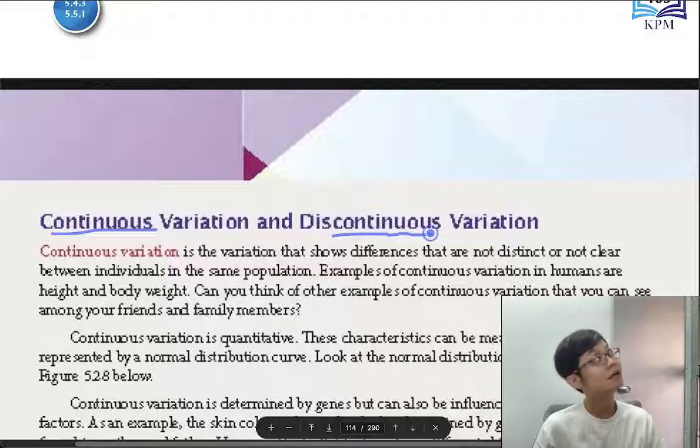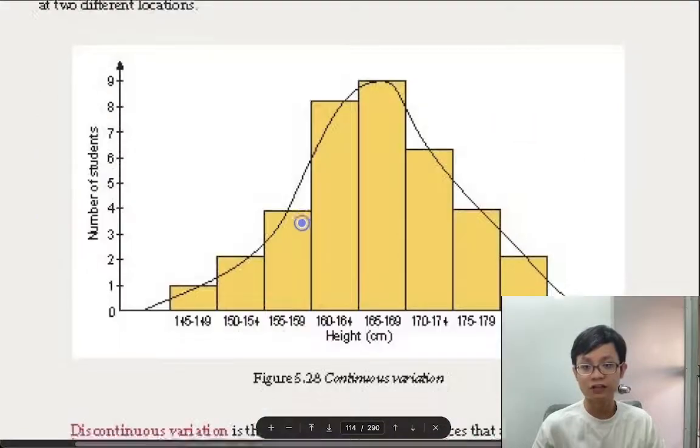I think this one we learned in Form 2, Form 2 or Form 1 or Form 3, I forget already. Continuous variation and discontinuous variation.